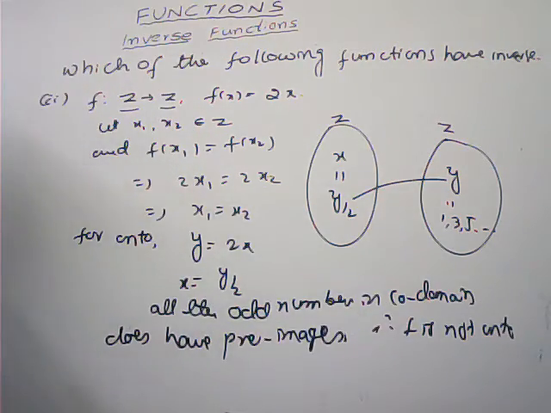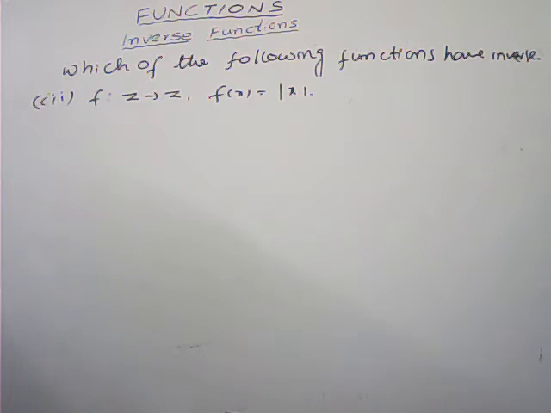See, when we say the given function is invertible, if it is bijective. Here it satisfies only one-one, not satisfying onto. So here this is not bijective, so inverse doesn't exist. Next, here f is mapping from z to z. f of x equals modulus of x is given.